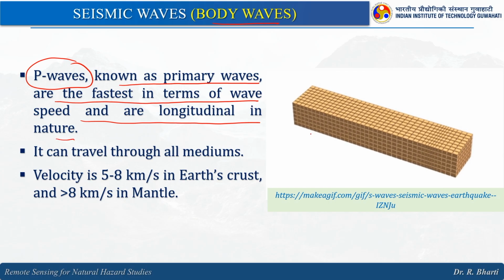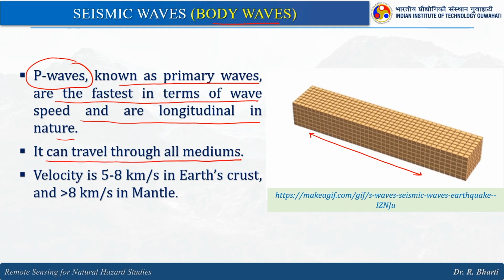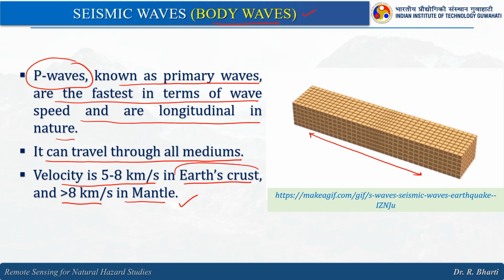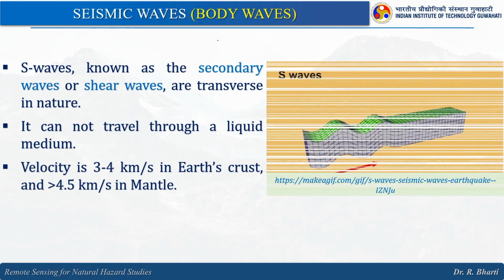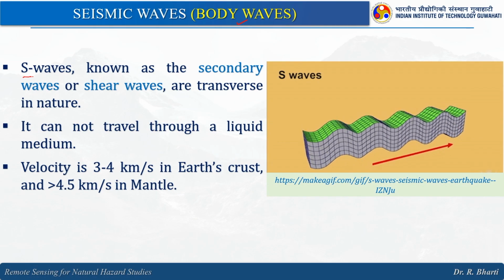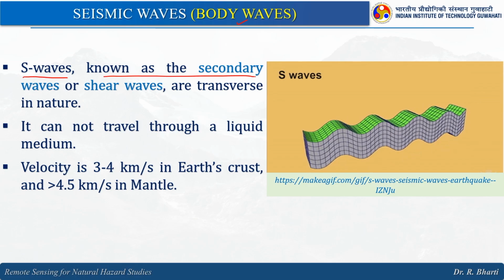So, you can see here how they propagate through a medium. It can travel through all mediums because this is a body wave, and the velocity is 5 to 8 kilometers per second in the earth crust and more than 8 kilometers per second in the mantle. So, you can see this is very fast in liquid or semi-liquid, whereas in the earth crust it has 5 to 8 kilometers per second.